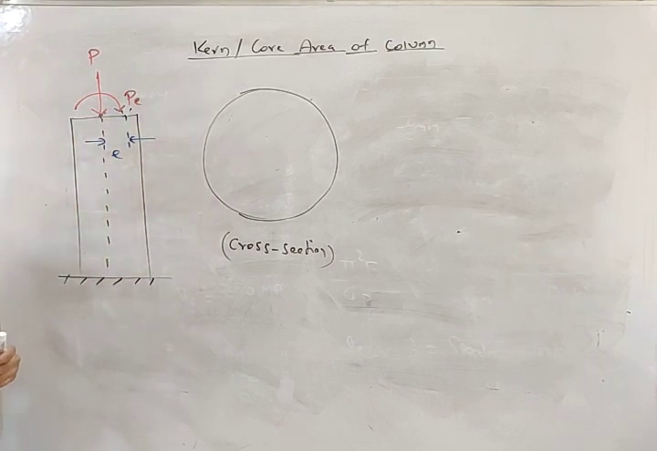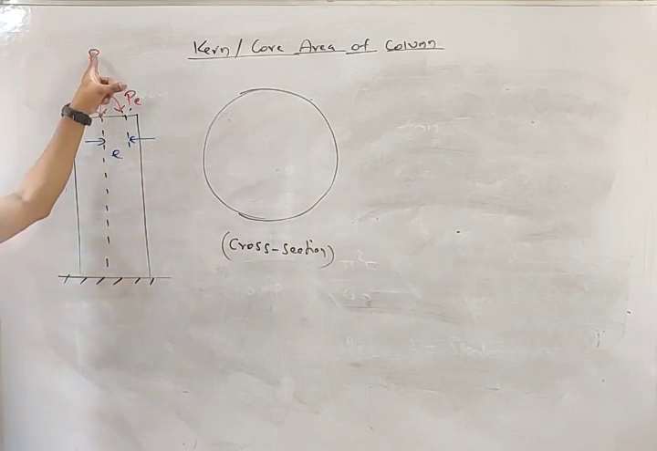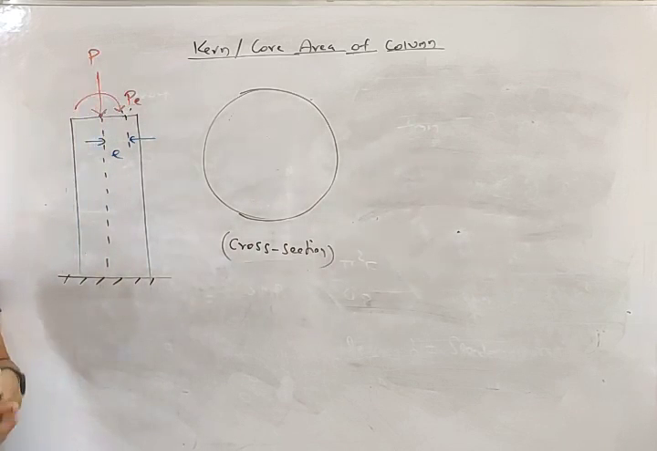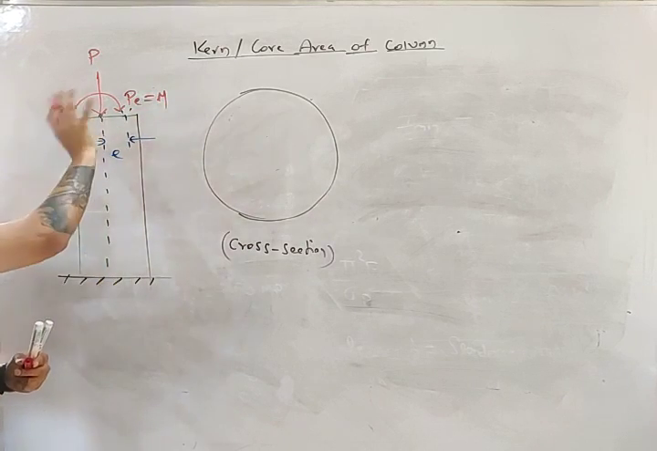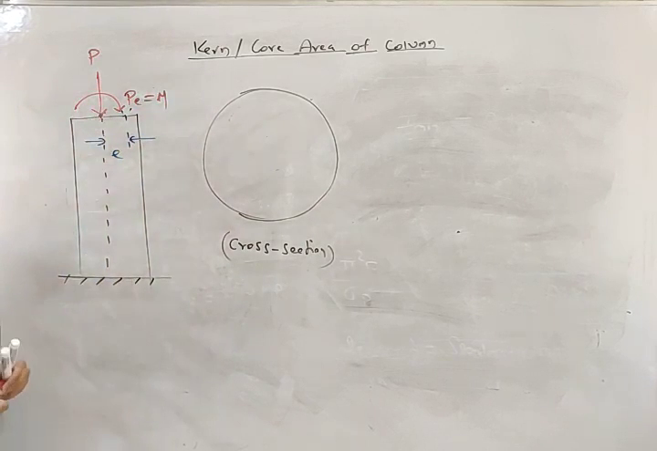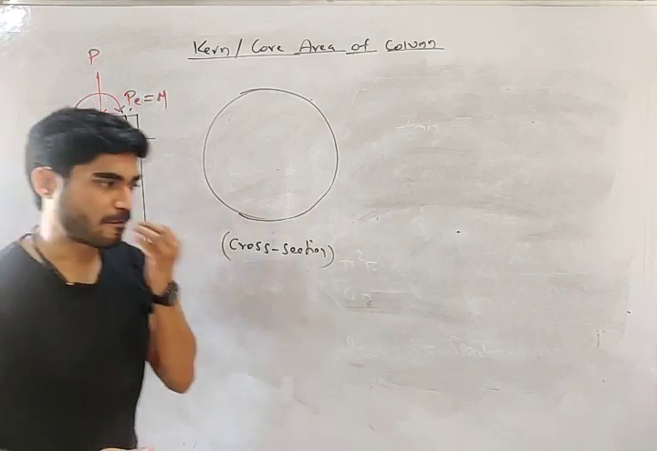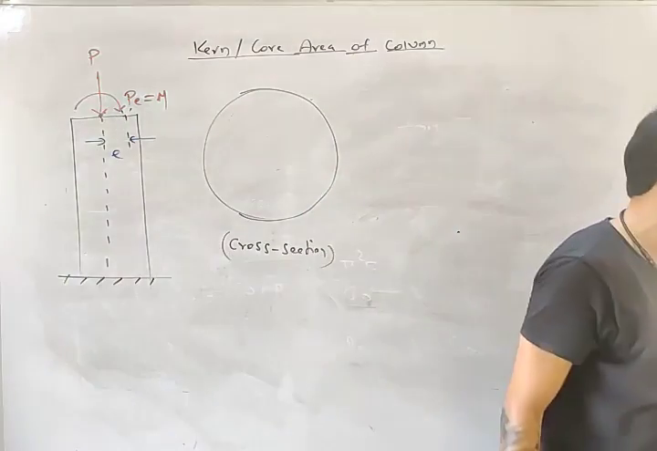So the load was eccentric, so I transferred the load. Now I am getting a load and a moment. What is this moment, my friend? It is a bending moment. It will try to bend this body. Now, my friend, what will happen in this case?